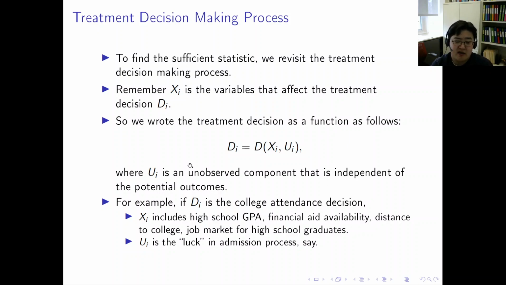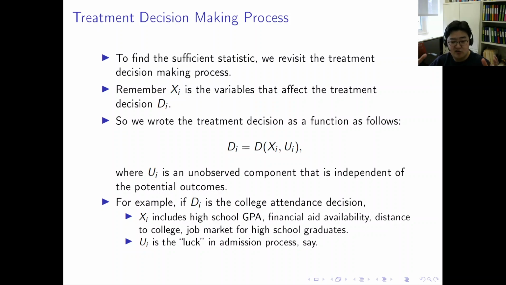Like earlier, I used this example. College attendance decision. Think about, we would like to estimate the effect of college degree or college attendance. And then, to think about the control variables we need in our analysis, we have to think about the determinants of your college attendance. For example, your high school GPA, or financial aid availability, or your family income, or distance to college, and job market for high school graduates, like unemployment rate for high school graduates, right?